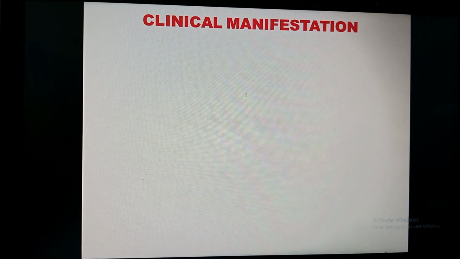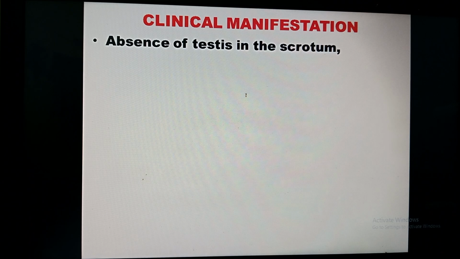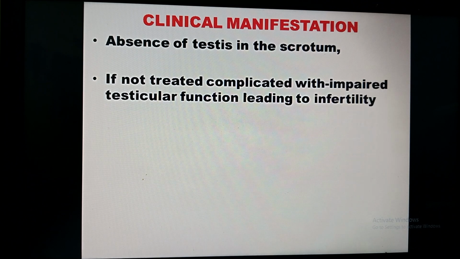So what may be the clinical manifestation? Absence of testis in the scrotum. As I said, immediately at childbirth the doctor will come to know when assessing, and not only the doctor but the nurse also. If not treated, there is complication with impairment of testicular function leading to infertility. Of course, this is in the needed treatment.